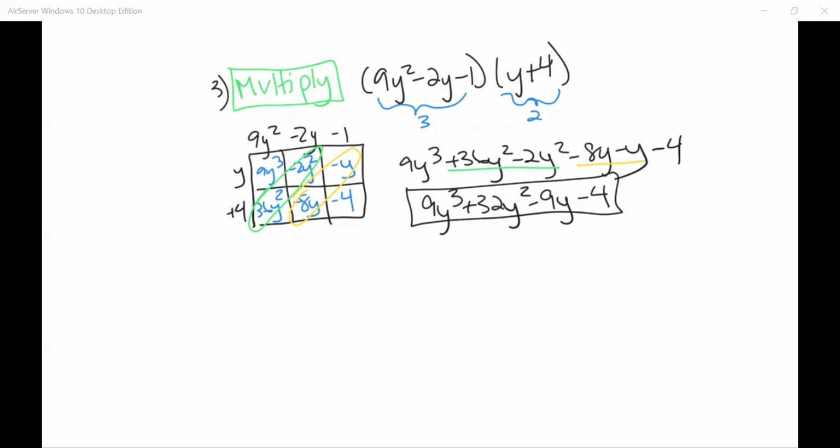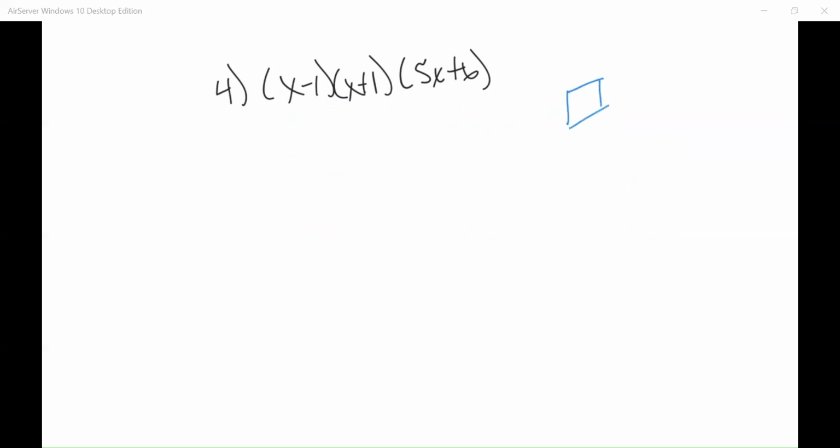So let's try another one. Multiply x minus 1 times x plus 1 times 5x plus 6. So think of this as if we were going to find the volume of a box. Anytime we multiply a length, a width, and a height, we'd be finding the volume of a box. So how do we multiply when we have 3 binomials? We'll just take it 2 by 2.